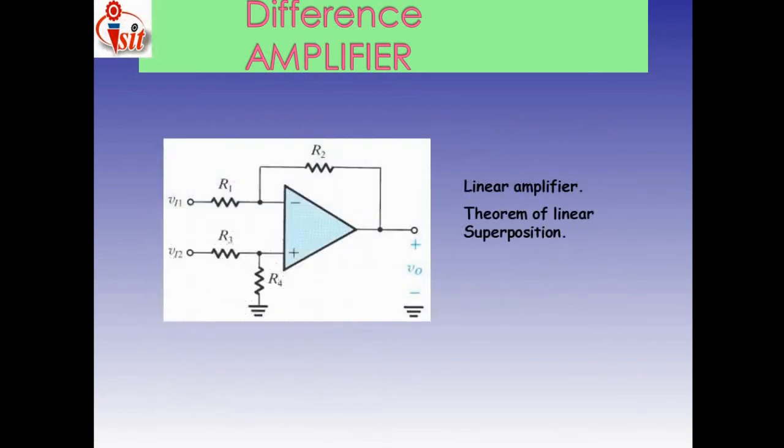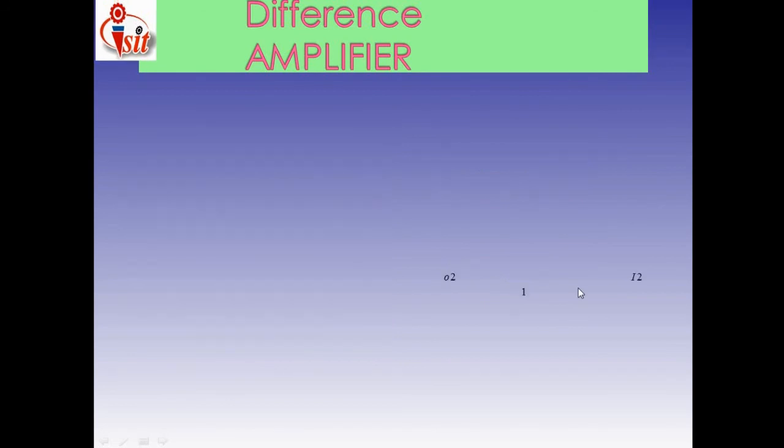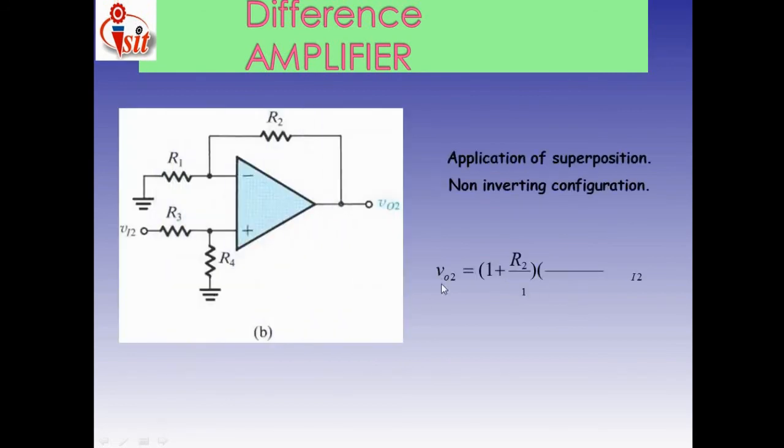This is all about the superposition theorem. Now the application of the superposition theorem, inverting configuration. In the inverting configuration, V01 is for the input applied to the first terminal of the op-amp, and it gives minus R2 divided by R1 times V1. And what about V2? V02 is equal to 1 plus R2 divided by R1, and then again R4 divided by R3. Just see here, this is a series connection. Sorry, this is a parallel connection of the resistances.